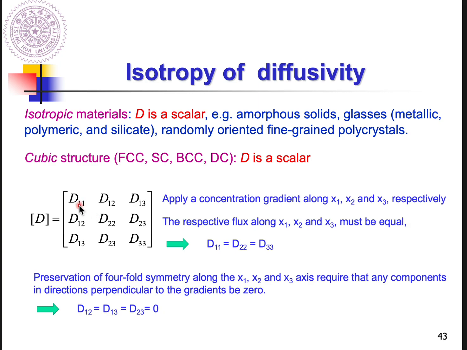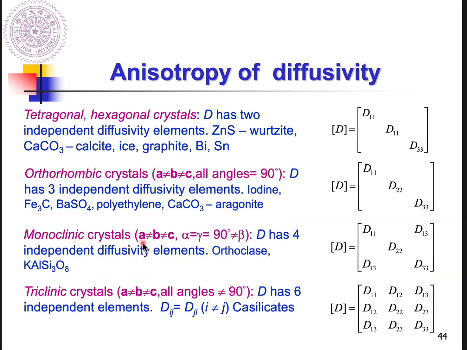So when you try to formulate this kind of cubic structure into a diffusivity tensor, you get the off-diagonal terms 0, 0, 0, 0, 0, 0, and D11 equals D22 equals D33, because the atoms move along 1, 2, and 3 the same. I mean, the velocity of the moving species along 1, 2, and 3 are the same.